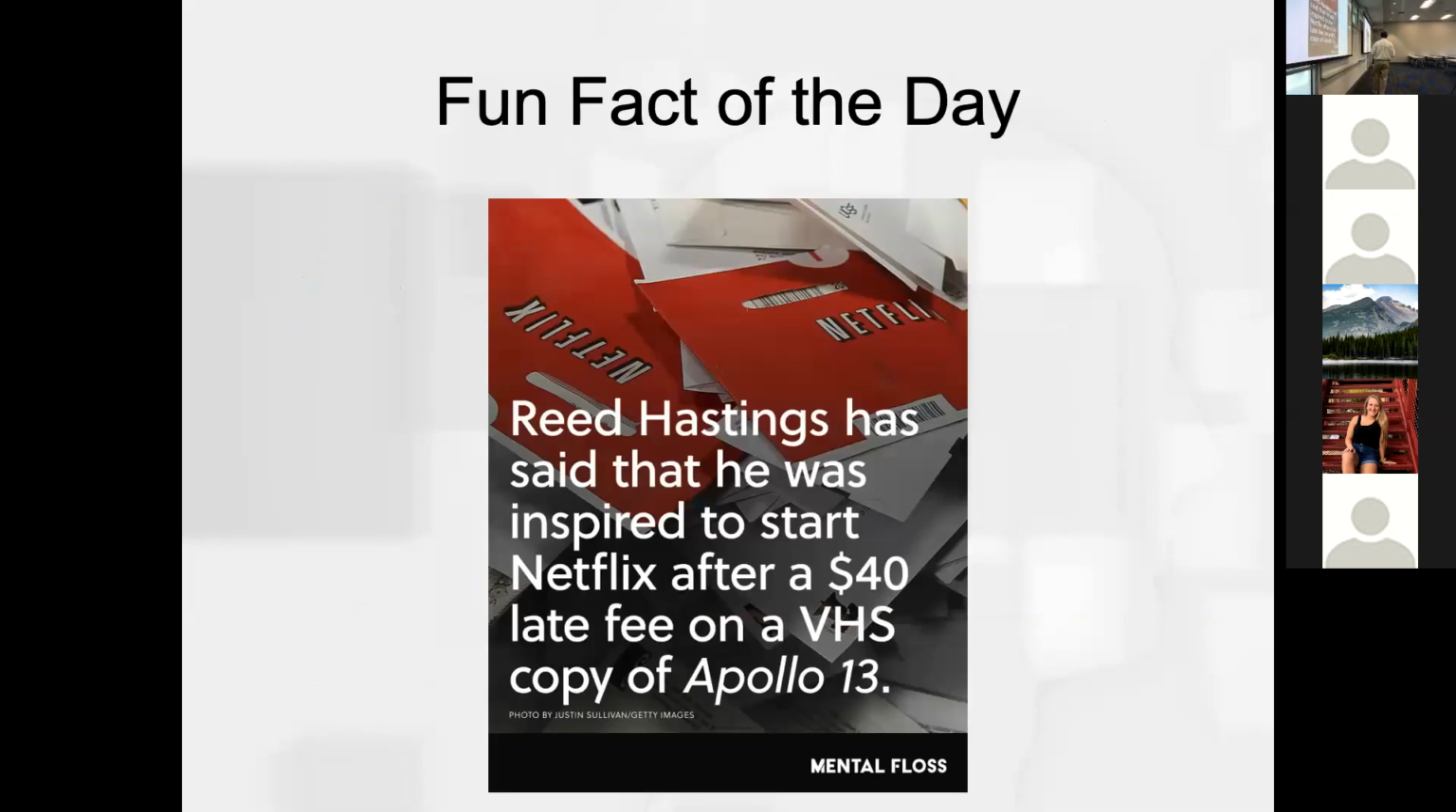Here is your fun fact of the day. Reed Hastings has said that he was inspired to start Netflix after a $40 late fee on a VHS copy of Apollo 13 was accrued. How about that?